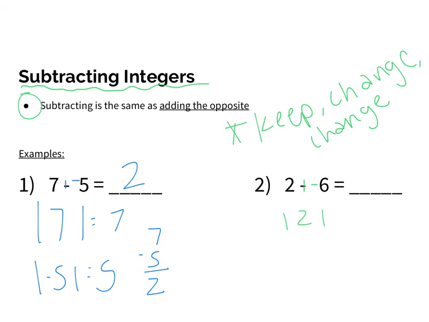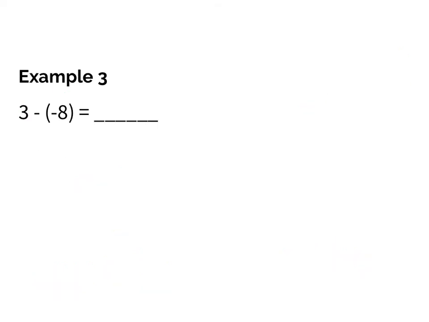If I subtract the absolute values, I get 4. I keep the sign of my larger absolute value, which is a negative sign. So my answer here is -4. Again, the only new thing that we are doing is adding the opposite. I do have one more example, example 3.